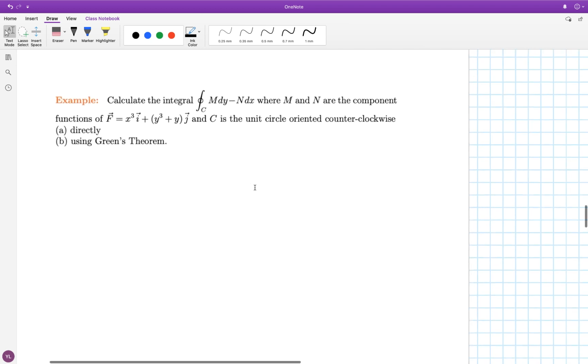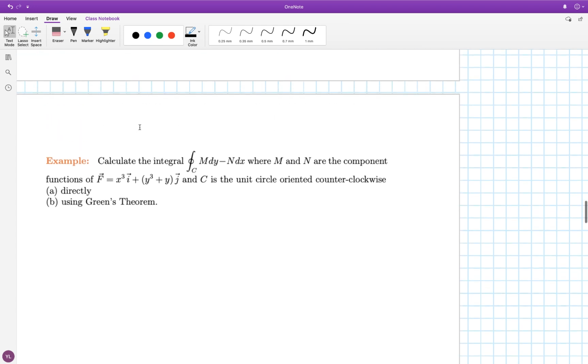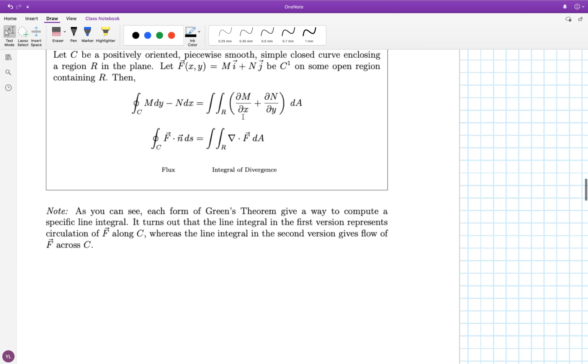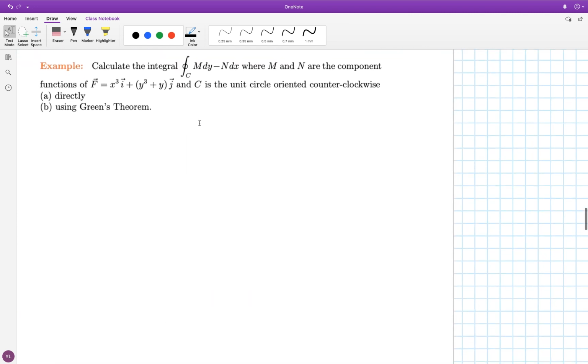Okay, so here is a line integral, and I'm going to compute it straight up directly, and then in part B, I'm going to use Green's theorem. What that means is I'm going to compute this double integral and see that it's easier. Okay, so part A, I'm going to compute the line integral directly, meaning that I have to parameterize the curve. In this case, it's the unit circle, counterclockwise. The standard parameterization of that is as follows.